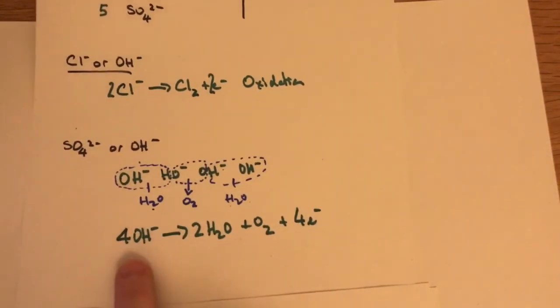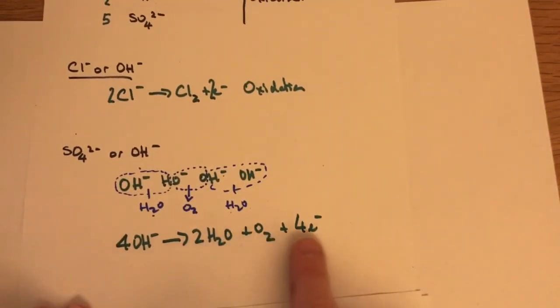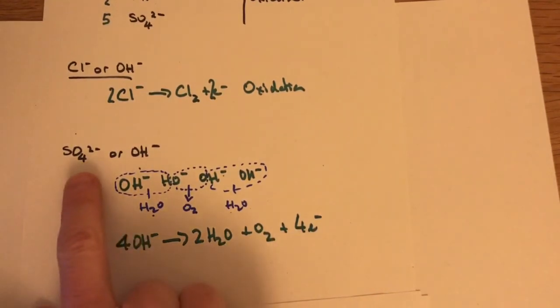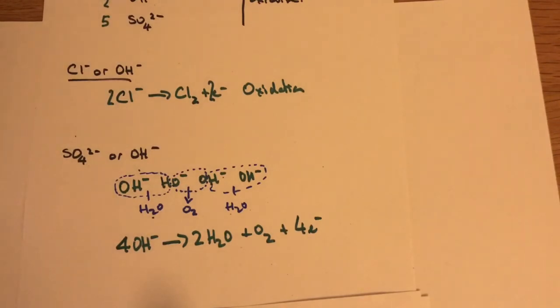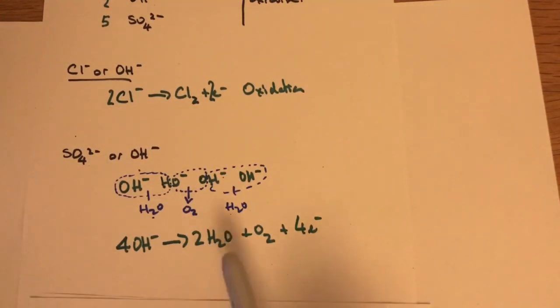So this equation here is the half equation showing how the hydroxide ion undergoes oxidation. You need to remember that equation, it's going to be really important, or remember how to do this. What would I see at the electrode? I get water forming, but I wouldn't see that. What I would see is bubbles of oxygen gas forming as that is produced and this reaction proceeds.